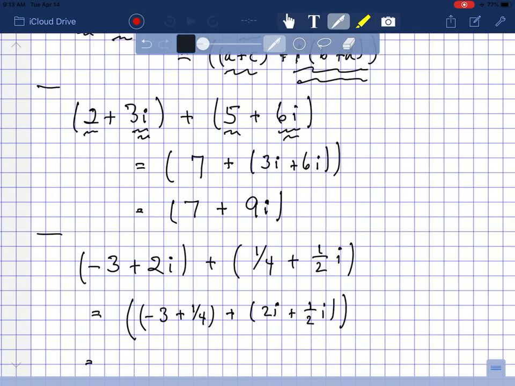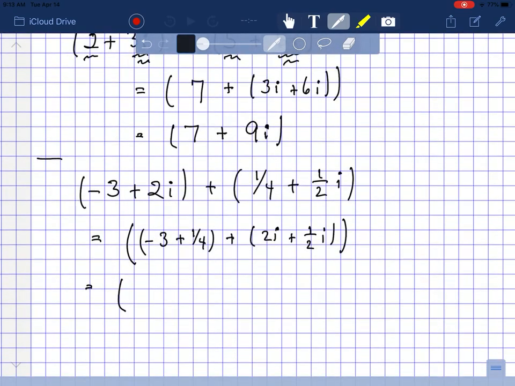And this is equal to, well, this is equal to minus 12 divided by 4 plus 1 over 4. So this is minus 11 over 4 plus, and here this is going to be 4 over 2i plus 1 over 2i. That's going to give me 5 over 2i. So that's my sum, right?